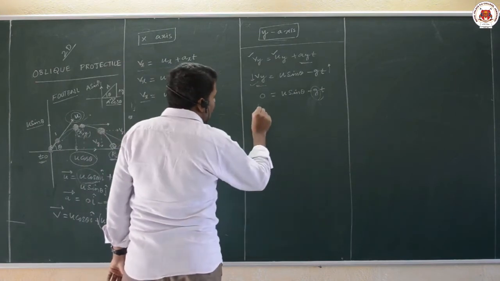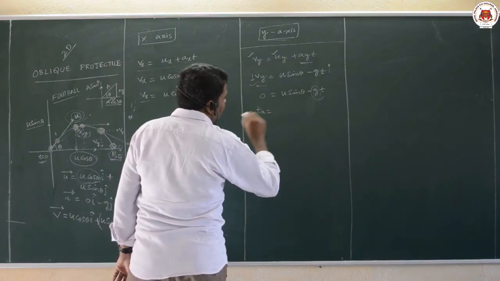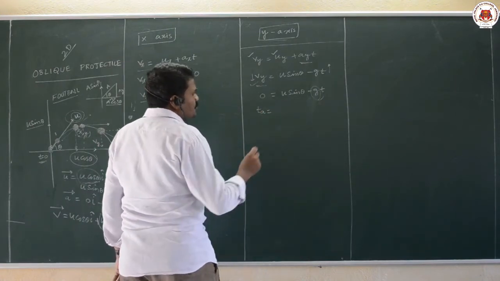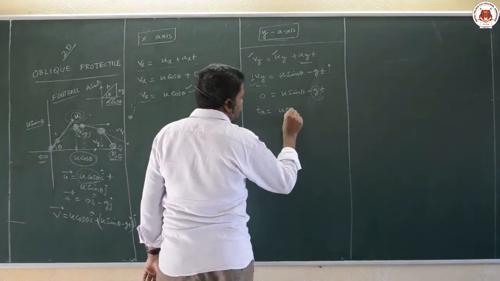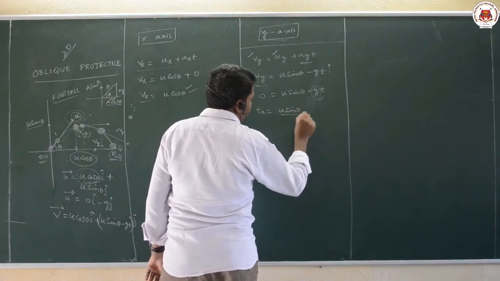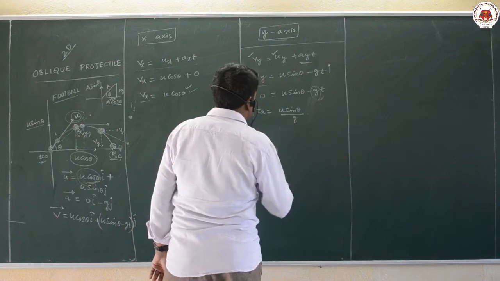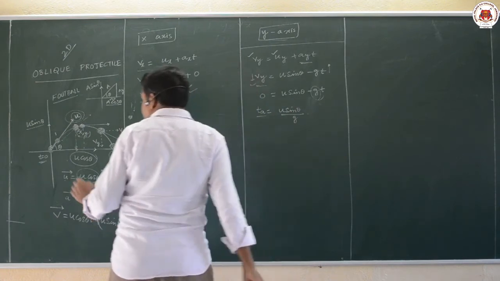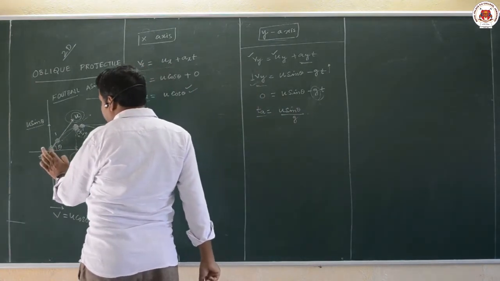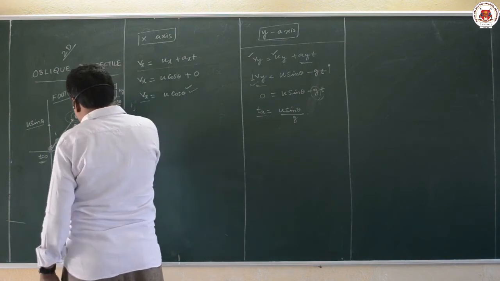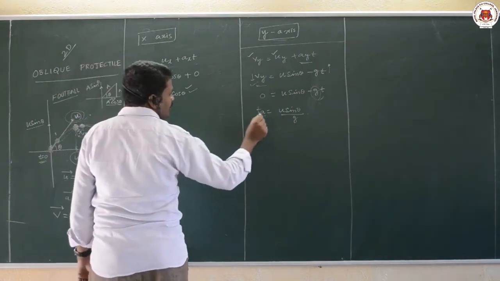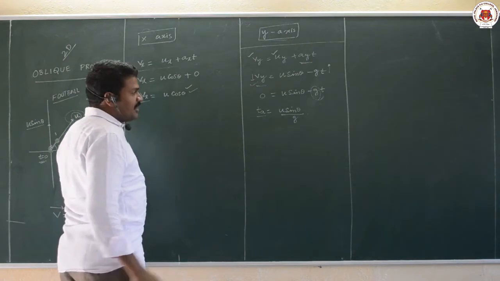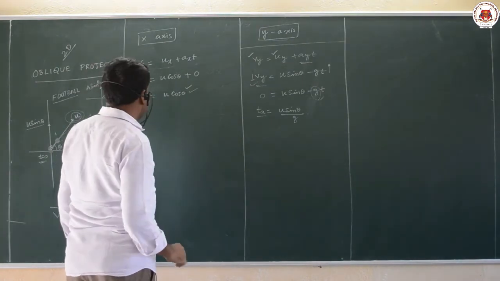From this you can calculate the time of ascent. Time of ascent is equal to u sin theta by g. That is the time taken to reach maximum height. The time taken by a projectile to reach its maximum height in its path is called the time of ascent. Time of ascent you got as u sin theta by g.